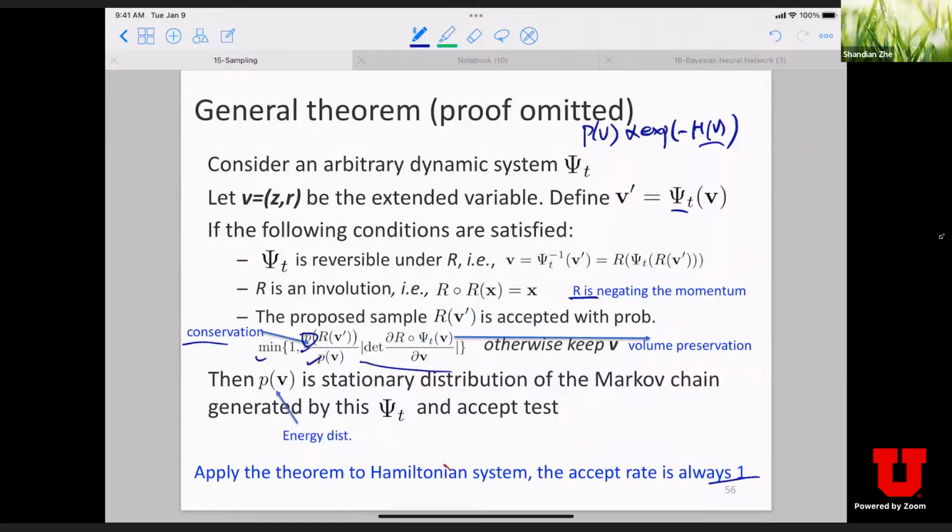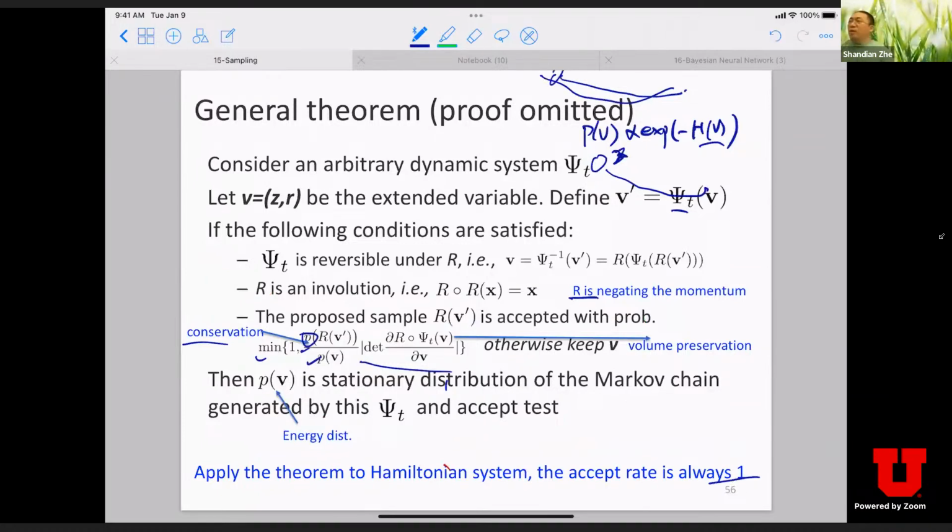And in theory, you can evolve your system for arbitrarily long time, because it doesn't change the energy, and the energy is conserved. So this ratio is always one. And if you evolve it for a long time, it means that you are able to change your initial sample Z very largely. That means you can very efficiently explore the whole sample space without damaging your acceptance rate. That's a very good thing.